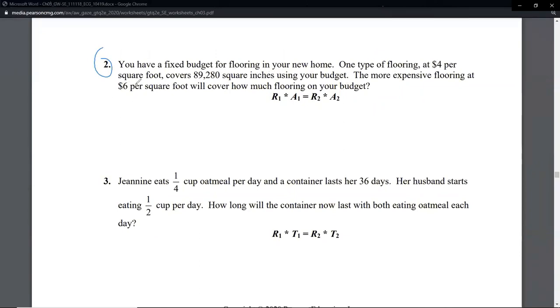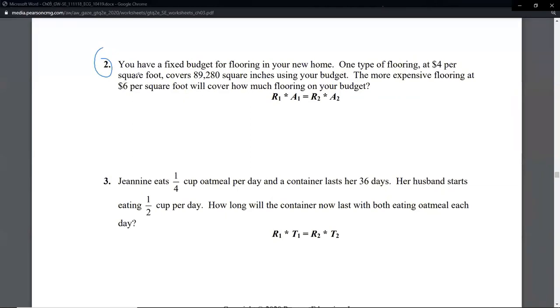But you go, well, I like the $4 per square foot, but this $6 per square foot, this fancier one, this more expensive one also looks really nice. And they say, well, how much flooring would you actually be able to cover on your budget? So on our budget, they didn't say how much money we have, but we know that we can cover this much volume of flooring, if you will. And again, that's a poor name for that, because it's a true surface area, or just area, if you will, but we can call it a quote volume for the concept.